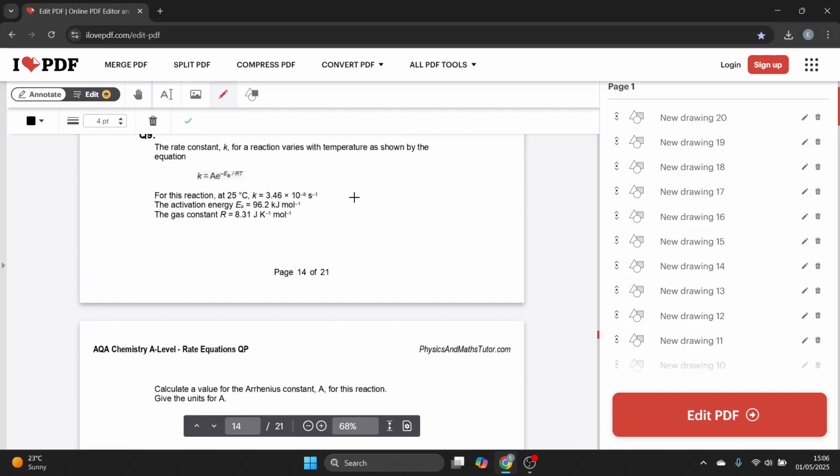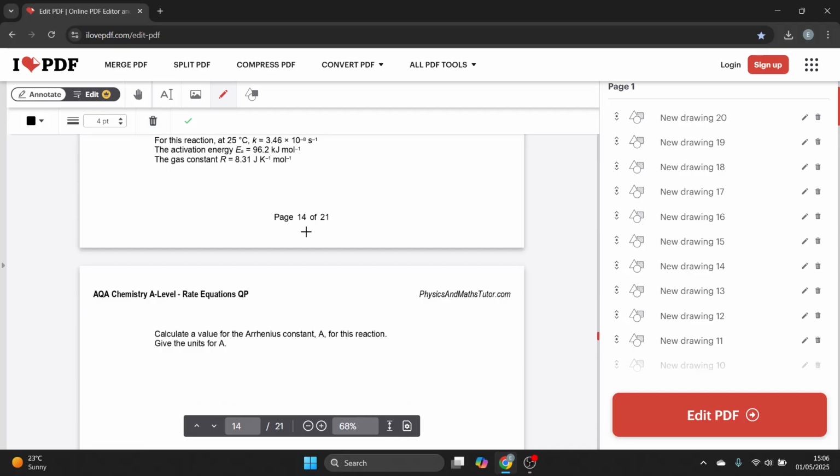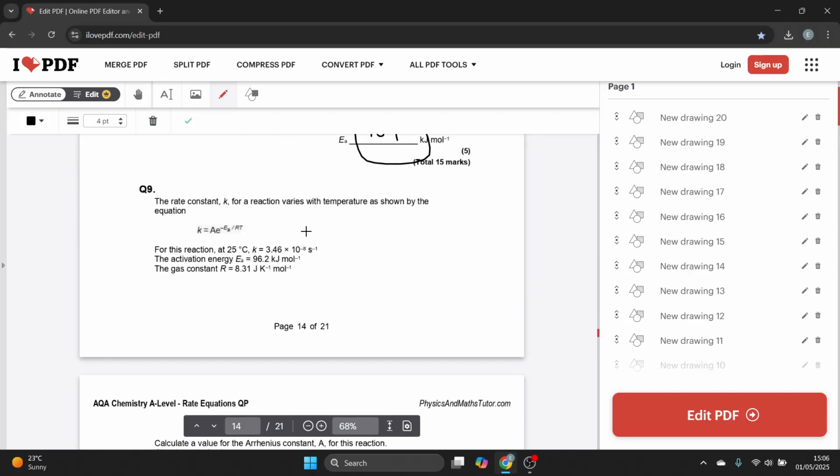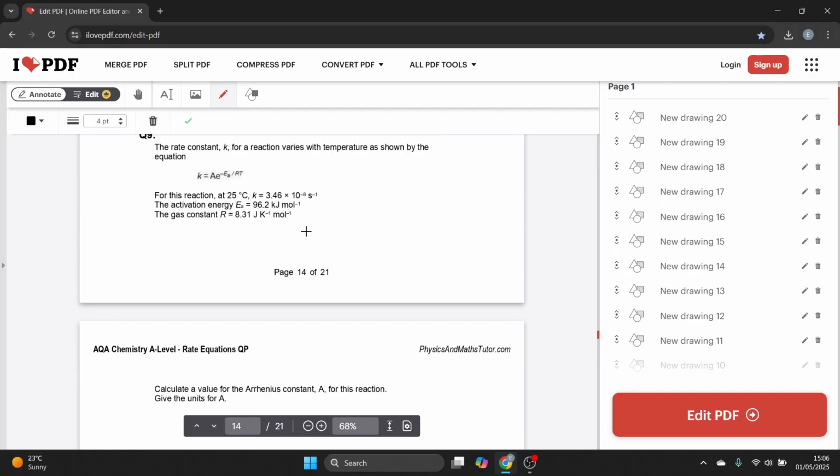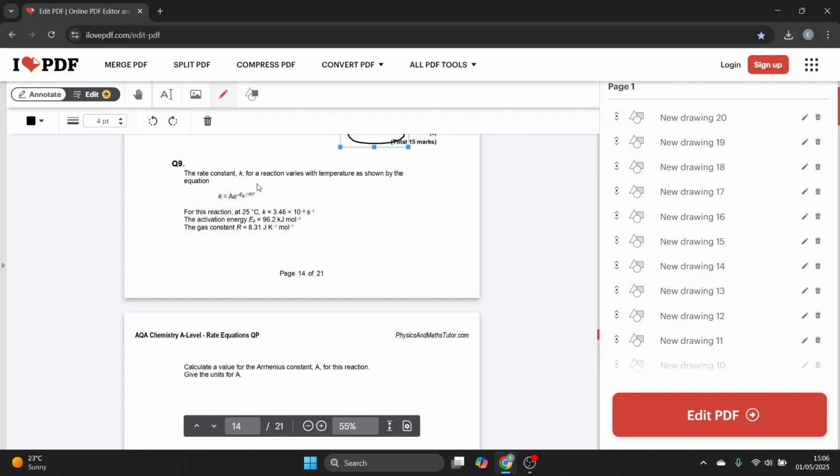Question 9, calculate the value for the Arrhenius constant A. And it says to give the units for A. How would I calculate A? Let me write down the Arrhenius equation: k equals A e to the power minus Ea over RT.